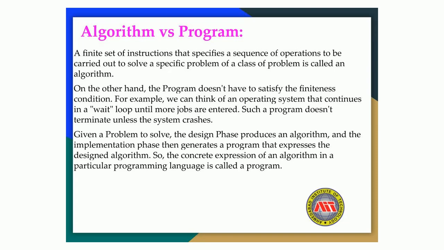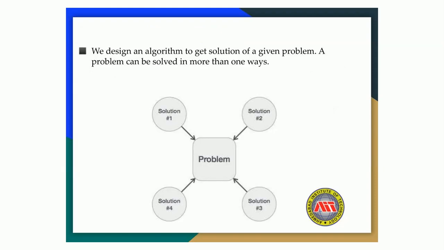How? For example, we can think of an operating system that continues in a wait loop until more jobs are entered. Such a program doesn't terminate unless the system crashes. Fine. So given a problem to solve, it means you are given one problem and there are n number of solutions.